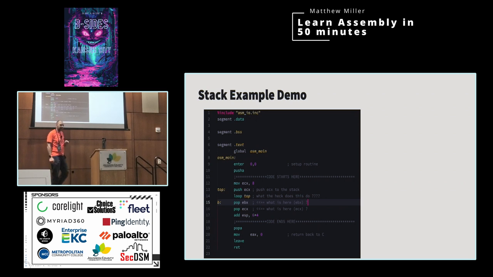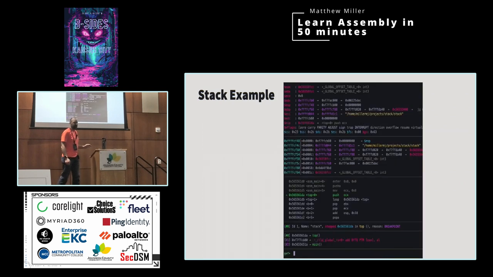I'm then pushing ECX on top of the stack. All right, so ECX has 8, so I push that onto the stack. I go here, oh, I forgot to mention loop decrements ECX by 1. And then does the check. So it's going to say 8, 7, 6, or depending on which way you want to grow the stack. So here it is in GDB.